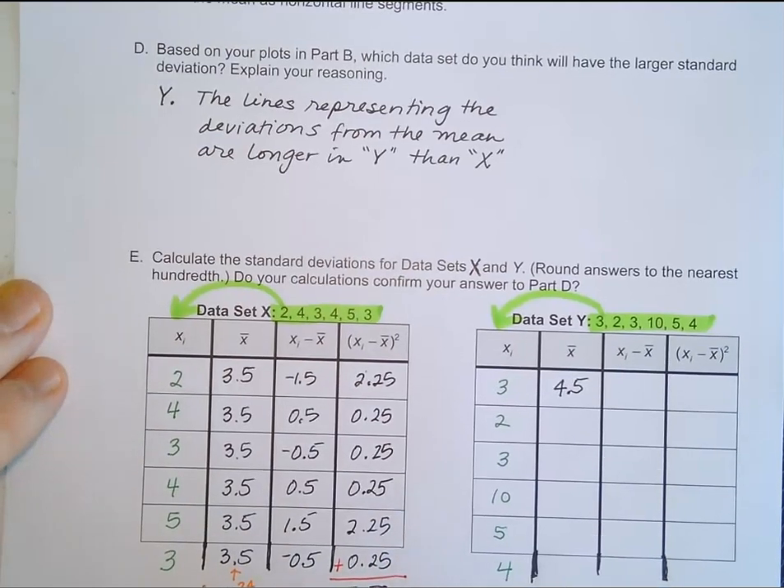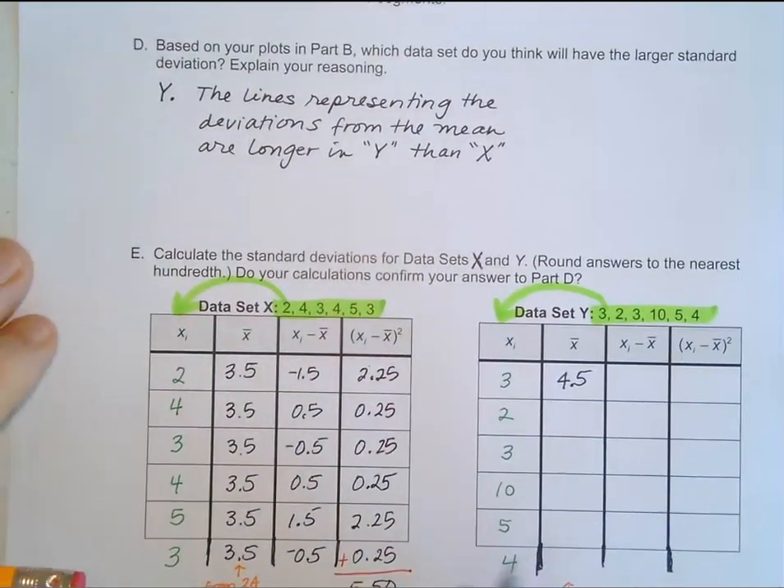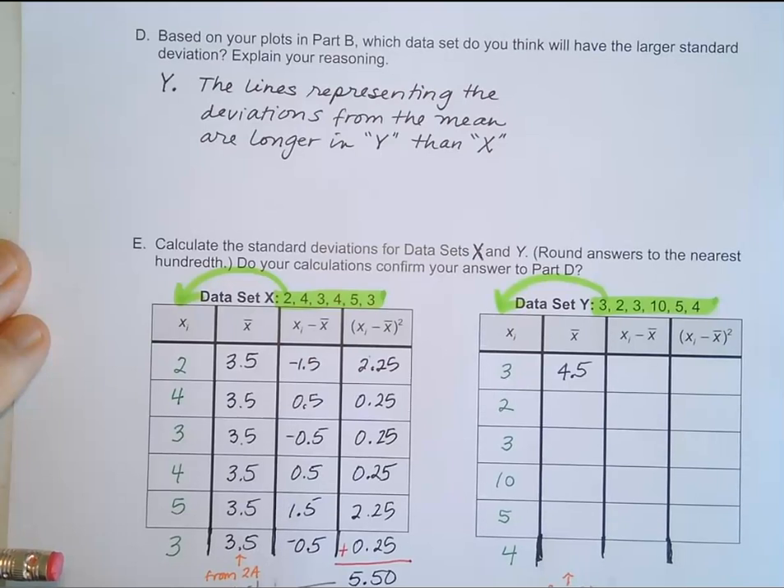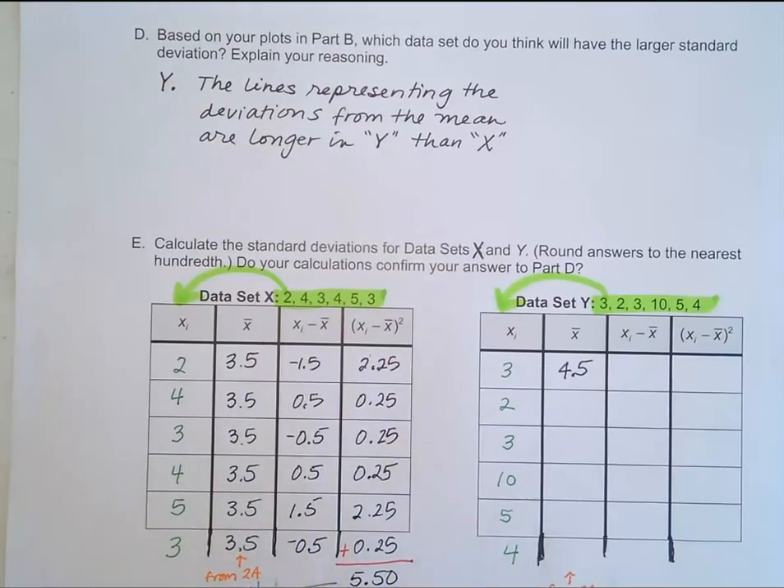So then the next step here is you're going to divide by n minus 1. So it's going to be 5.50 divided by, and then there were 6 numbers. So it's 6 minus 1, which is 5. 5.50 divided by 5 is equal to 1.1. And then the last step, square root.